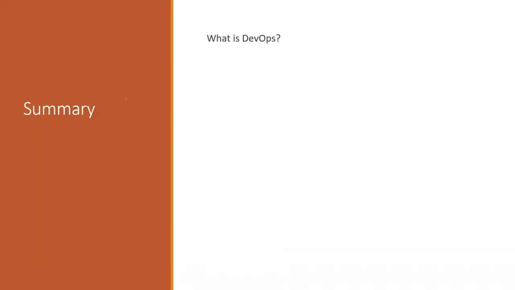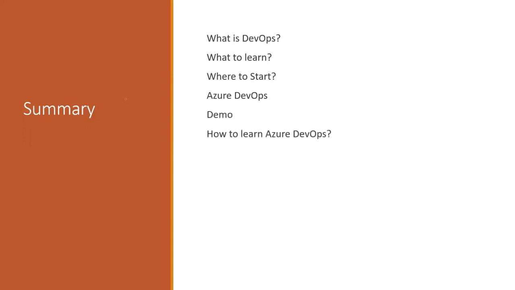So what have we learned? We have seen what DevOps is. We have seen what to learn and where to start. What is Azure DevOps? We have seen a demo. How we can learn Azure DevOps, that also we have seen. So if anyone says you have learned something about Azure DevOps, you can create a build pipeline and release pipeline, the first question they ask you is, okay, tell me what is CI/CD. CI is continuous integration, and CD is continuous delivery, right?